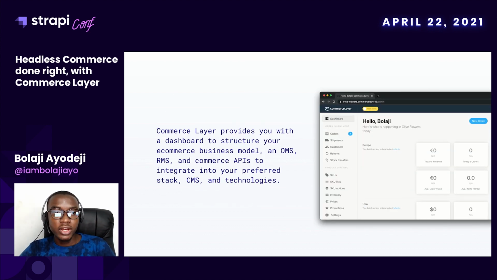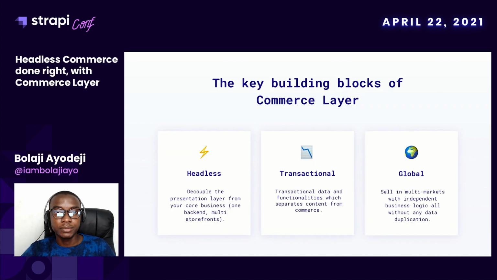So first, Commerce Layer provides you with a dashboard where you can structure your e-commerce business models. You can create some SKUs and do some structuring of your organization. And we also provide you with an order management system, a return management system, and commerce APIs for you to integrate into your preferred stack, into your preferred CMS like Strapi and preferred technologies. So now it becomes much easier for you to work with headless commerce because you are able to segment your business logic and your transactional functionalities away from your presentation layer.